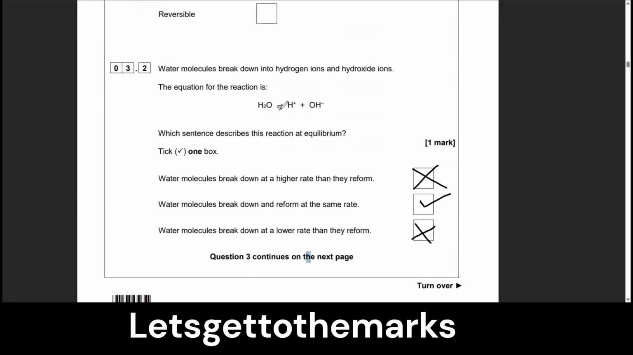So equilibrium is when the forwards and backwards reaction occur at the same rate. So as each water molecule breaks down this way, one hydroxide and hydrogen are joining together to make water that way.